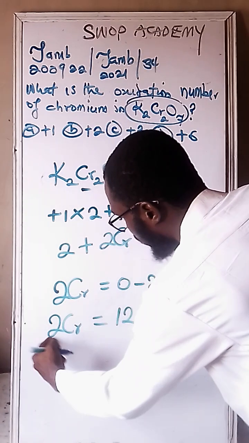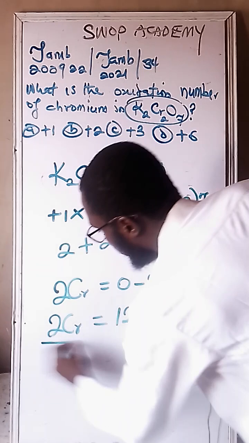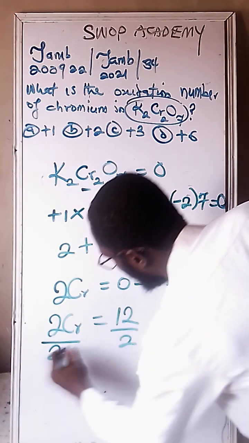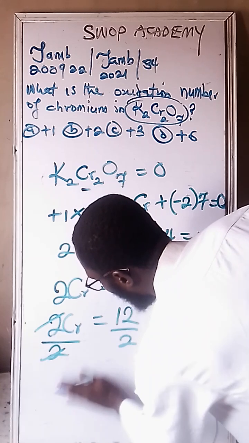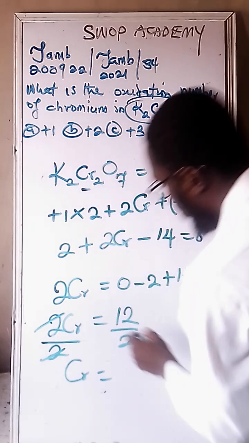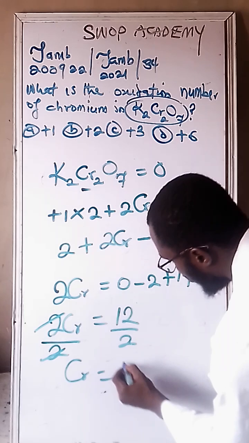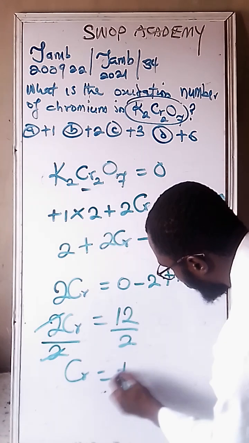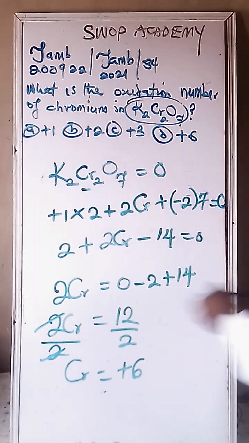This is chromium. We have to find a means to erase these two, by dividing both sides by 2. This settles this. Now we are left with Cr equals 12 over 2, which is 6. I told you that you don't write ordinary 6, you put +6. If we check all the options, it is +6.